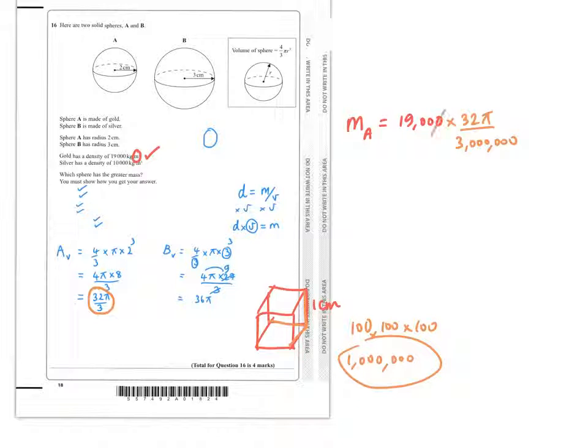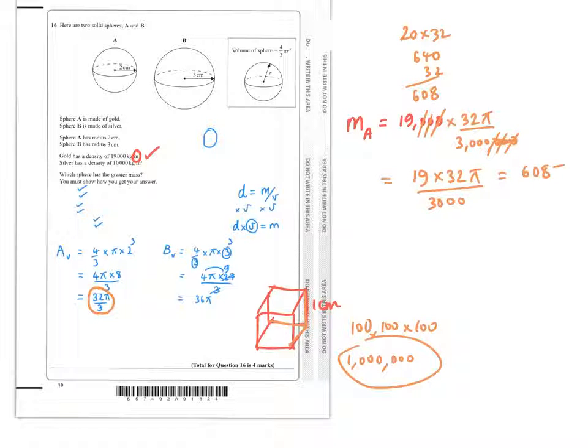So these will cancel here. Don't forget this is a non-calculator paper. So they're gone. And we're left with 19 times 32 pi over 3,000. Well, 19 times 32, well, 20 times 32 is 640, and we've just got one lot of 32 to take away. So that's 608. So that gives us 608 pi over 3,000, and I can cancel that down later.